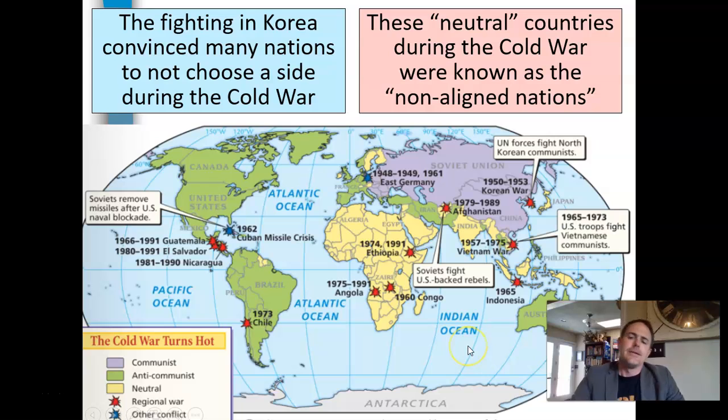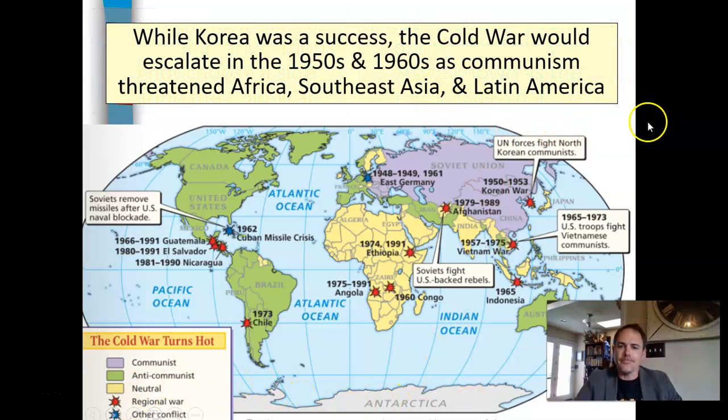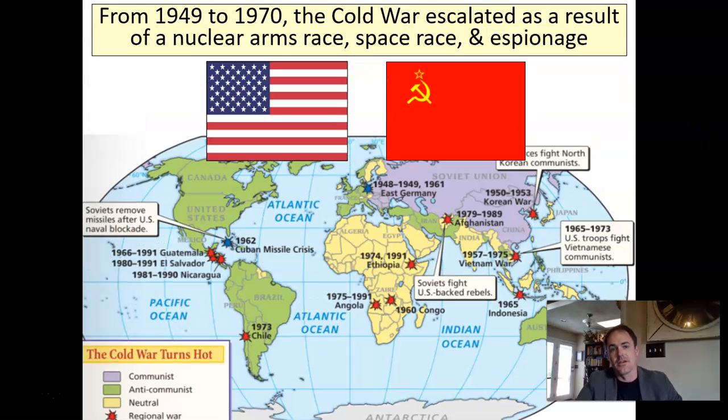All right, so to maybe the wider world, let's zoom out here. The fighting in Korea convinced many nations to not choose a side. They saw it's safer to stay neutral, otherwise known as non-aligned, mostly in Africa, Middle East, and Southeast Asia. But the Cold War would continue to escalate in the 50s and 60s as communism threatened those places. We'll turn more to those events next lesson. Let's talk now about the nuclear arms race, space race, and a little bit of espionage.